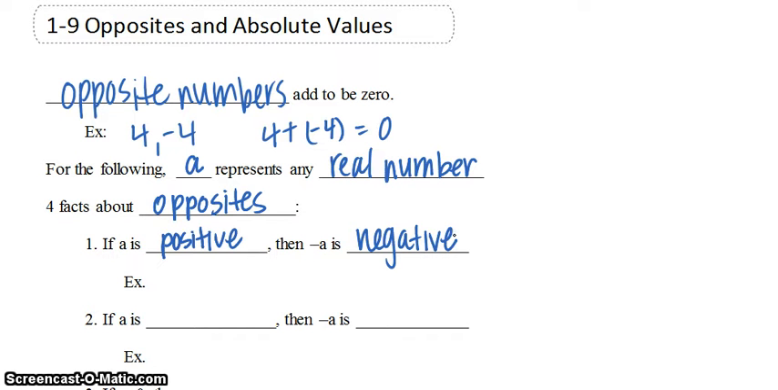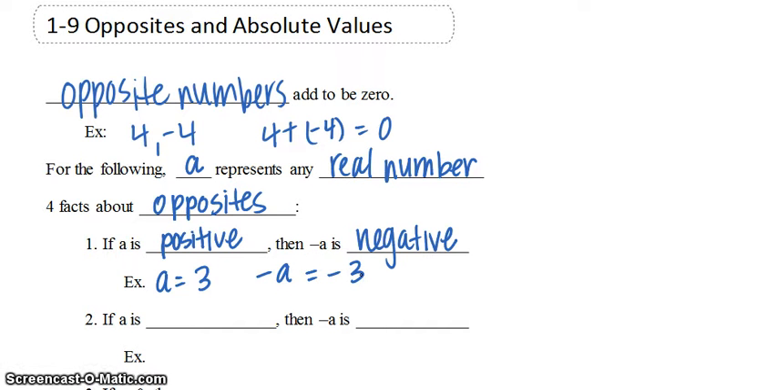For example, if we have, let's say A is 3, it's a positive number, then you would have negative A, and negative A would equal negative 3.